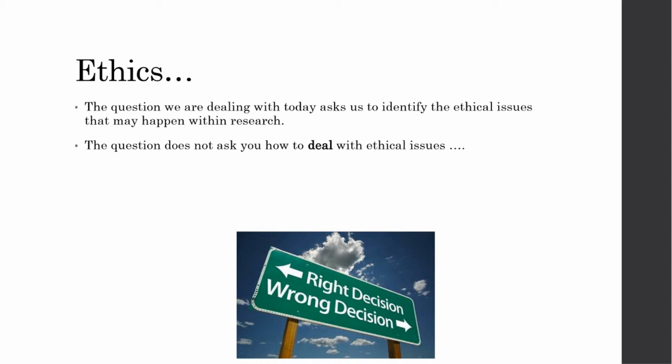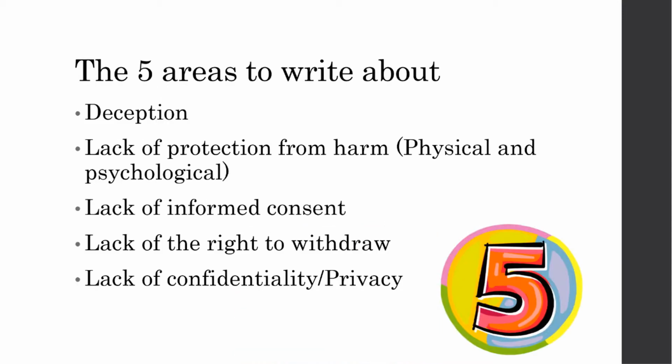Now, within our essay, we identify the following 5 areas to write about. Deception, the lack of protection from harm, so this includes physical and psychological harm, lack of informed consent, lack of the right to withdraw, and lack of confidentiality or privacy.